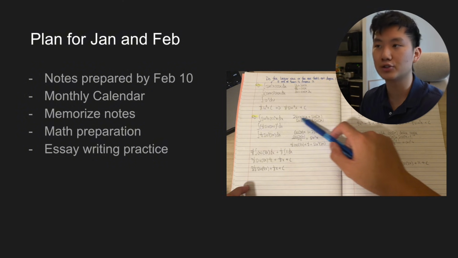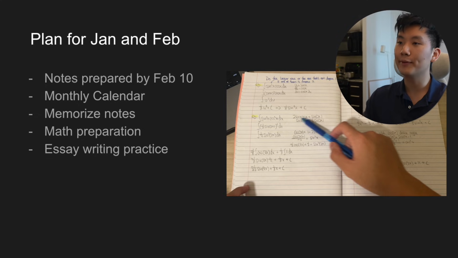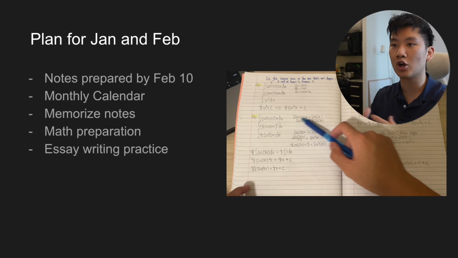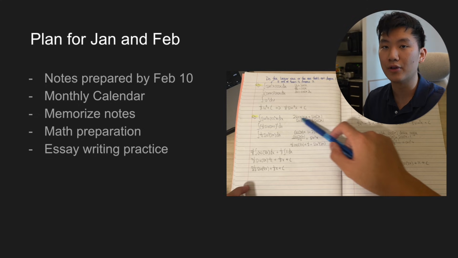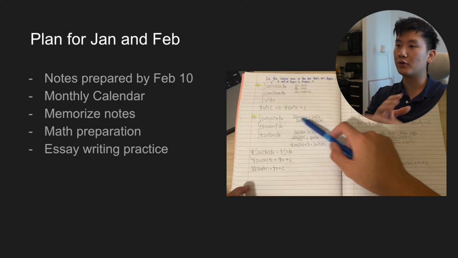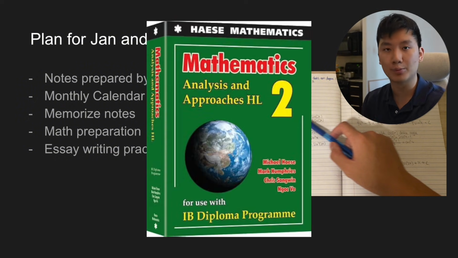Then, you also need to start studying for math right now. You want to be doing a full review of each unit and content to ensure that you fully understand all the topics. You do this by doing all the main questions in the HASTE textbook in February.